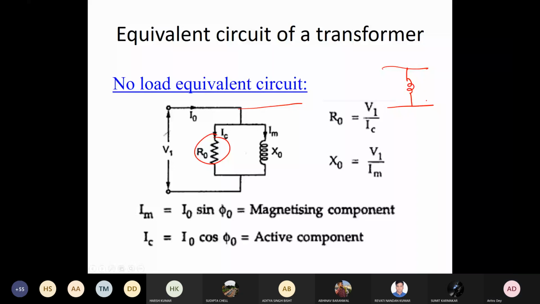Okay, got it. And if you want to connect a load, here in the ideal case, no drop in the primary, no drop in the secondary, it is like that. This is your IM, and this is your secondary IL. So this side it will be IL dash actually, and that is equal to your I1. Okay.